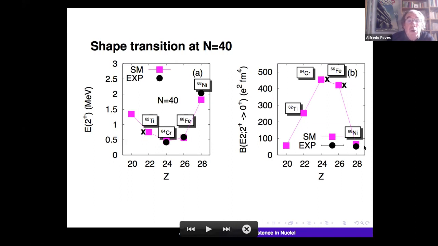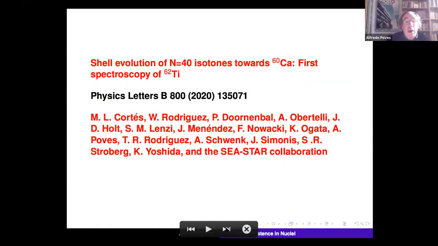If you look at the other drawing, you see the inverse behavior for the B(E2). You have a small one for nickel, you go really up for iron and chromium, and you bounce back till calcium 60. So this is a nice example of this coexistence we are talking about. And this measurement of titanium 62 is very recent, and Liliana Cortés is the main person responsible for this measurement.